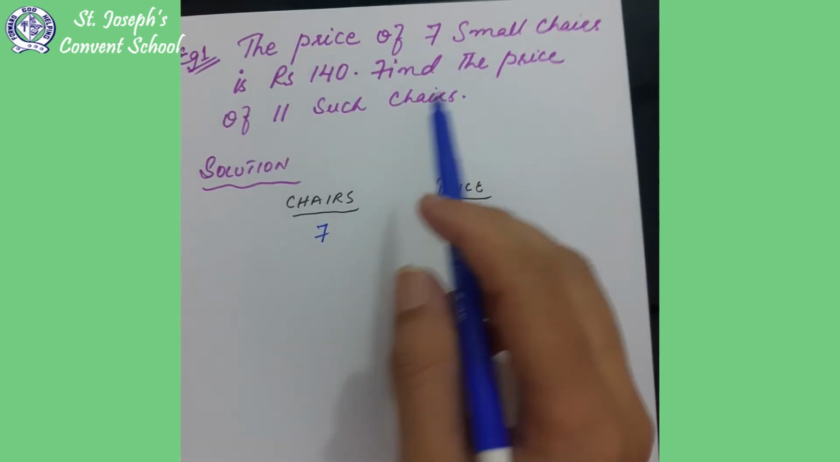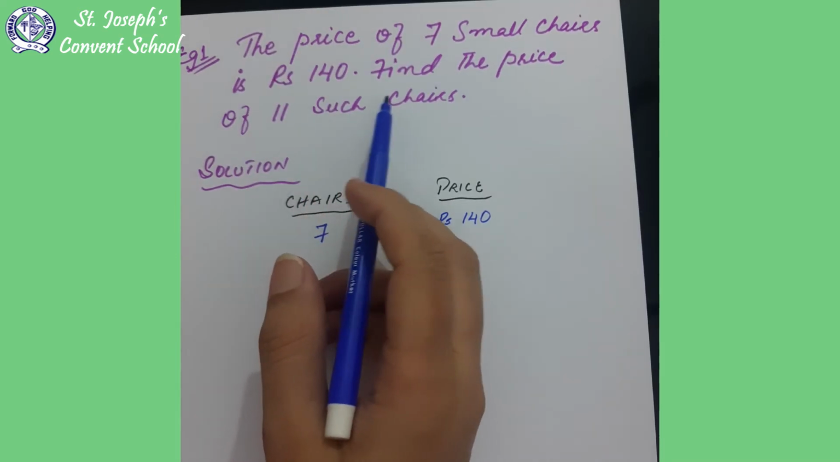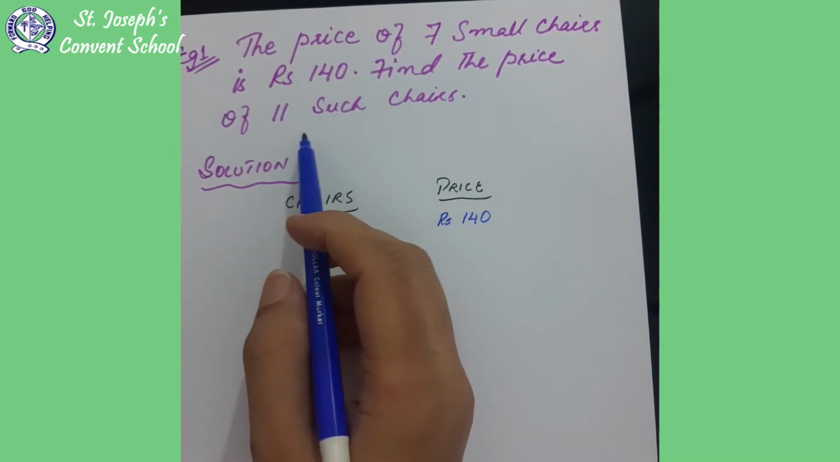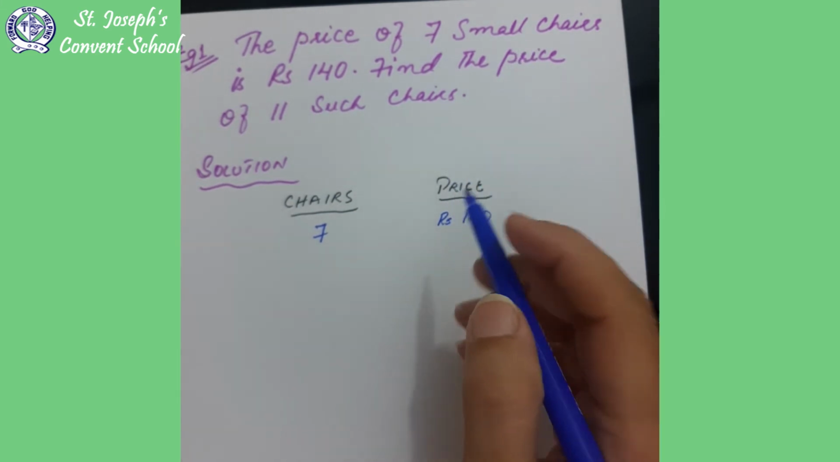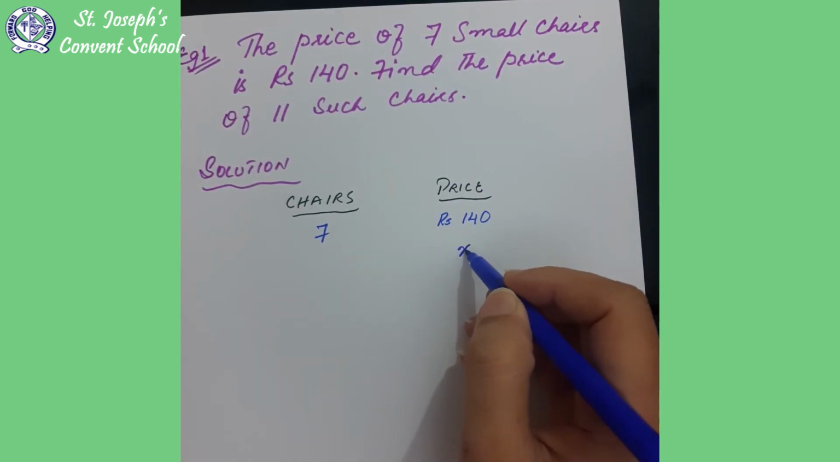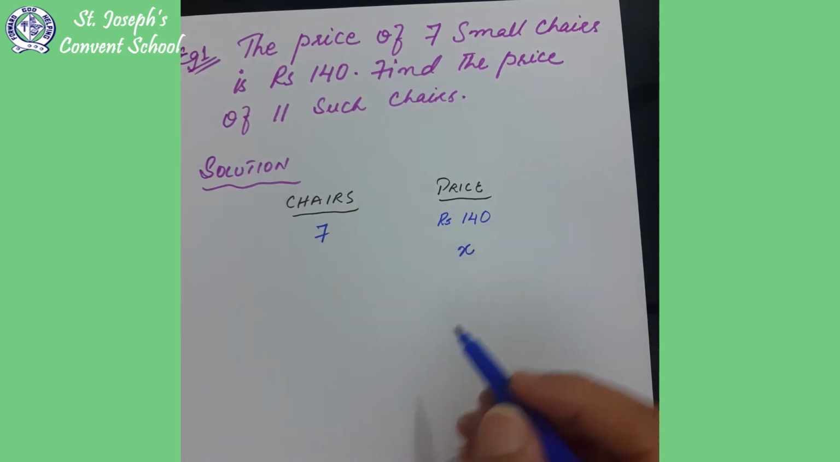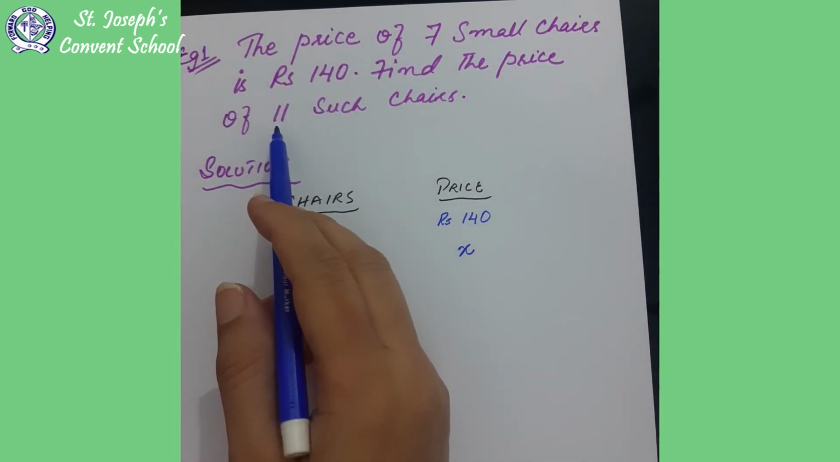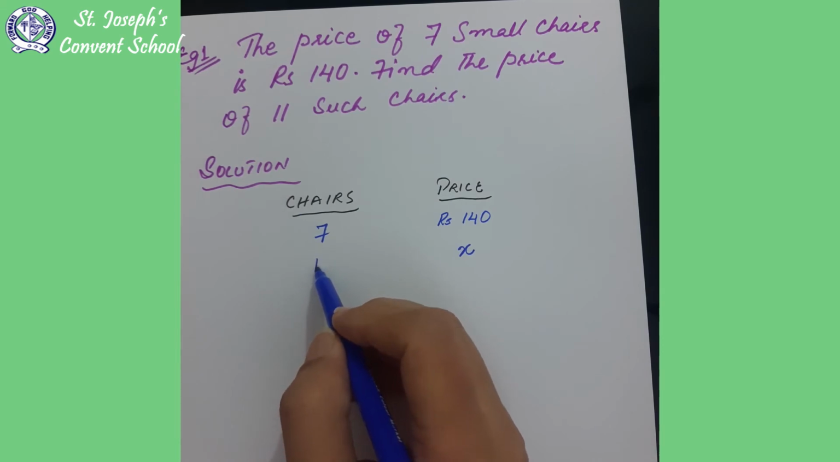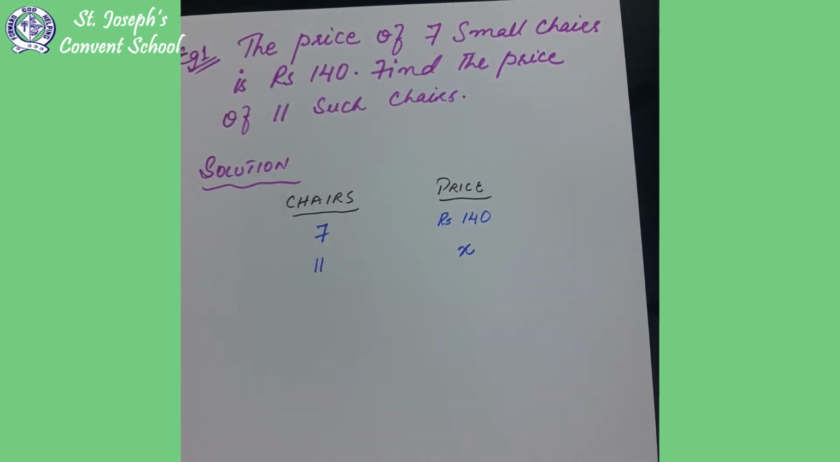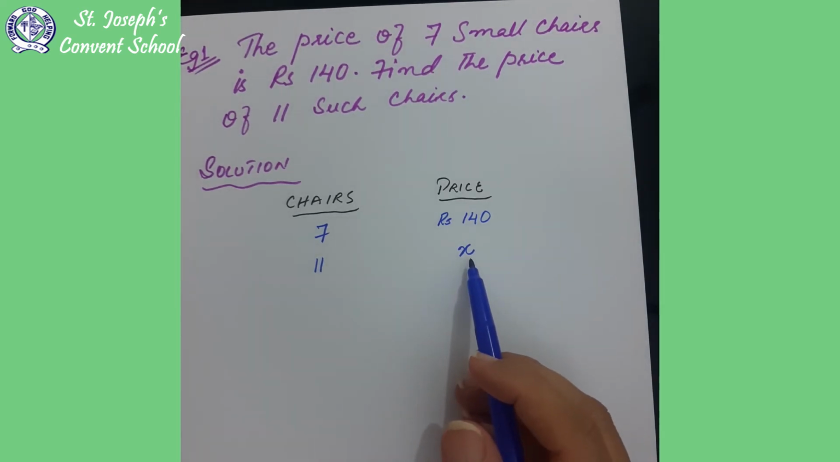Now you have to find the price of 11 such chairs. Okay, suppose the unknown value is x. And for 11 such chairs, the price of 11 chairs is x. It is unknown, you have to find it. So the price of 11 chairs is unknown, we will find it. So the required price is x.